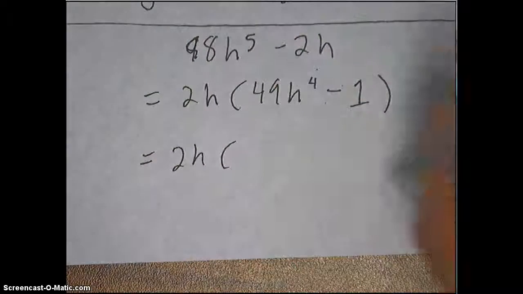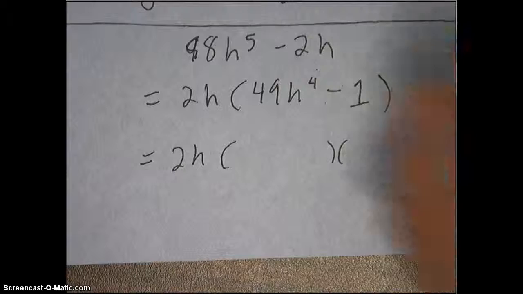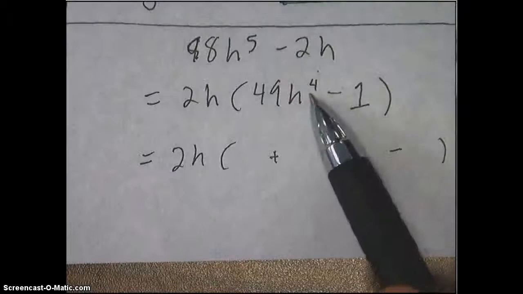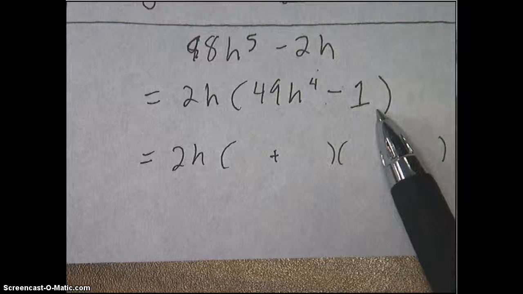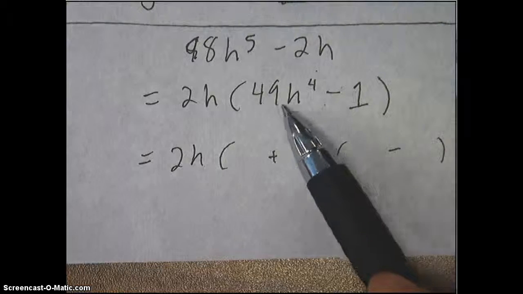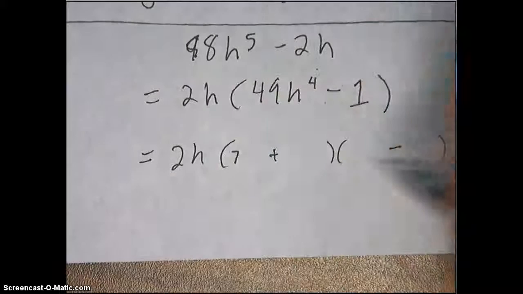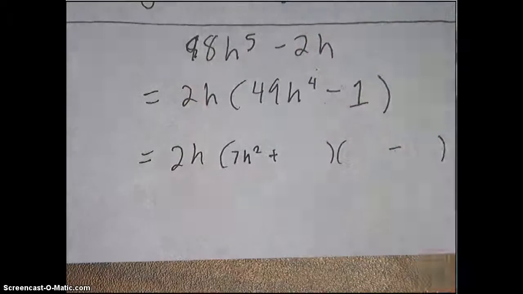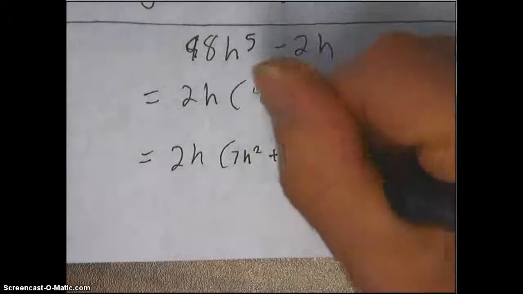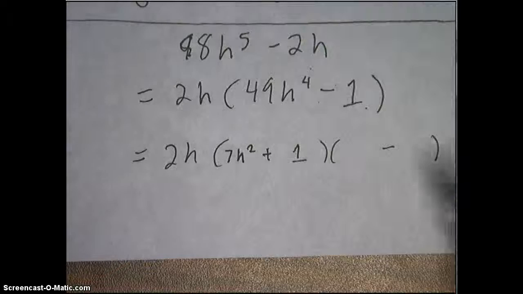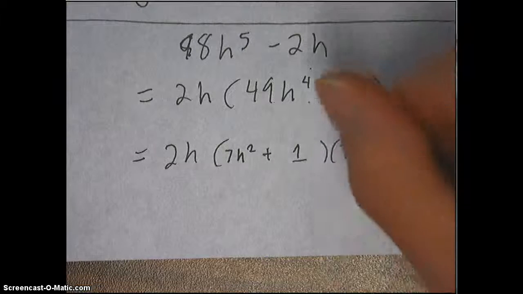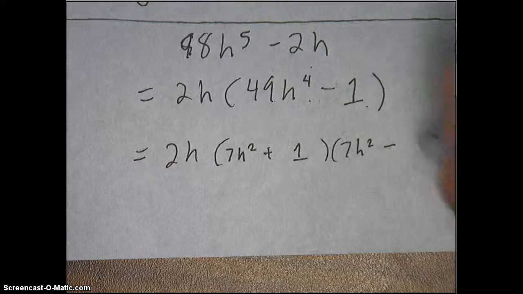Difference of two squares. So that means I can write this as plus and minus. And the numbers I write in here are the square root of the first term and the square root of the second term. So the square root of 49 is 7. The square root of h to the fourth is h squared. Square root of 1 is just 1. Square root of 49, 7. Square root of h to the fourth, h squared. Square root of 1.